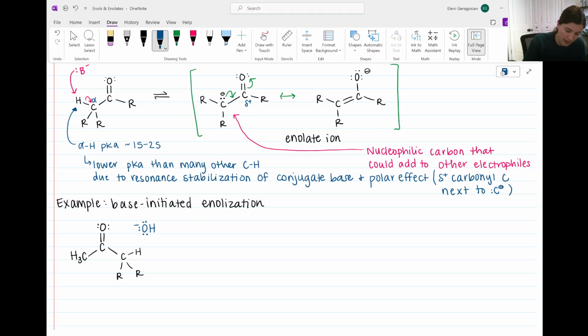This carbon is still an alpha carbon because it is bonded to the carbonyl carbon. So the hydrogen that we've emphasized is the alpha hydrogen, or is an alpha hydrogen. So our strong base can remove the hydrogen, electrons go to the alpha carbon. And we've generated one resonance form here of the enolate ion. We have a negatively charged carbon.